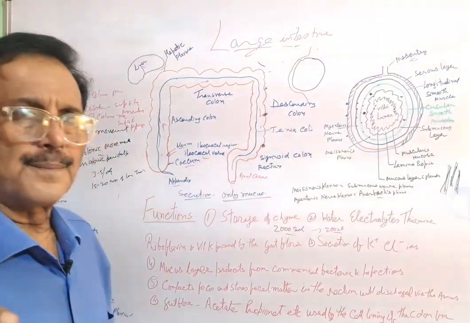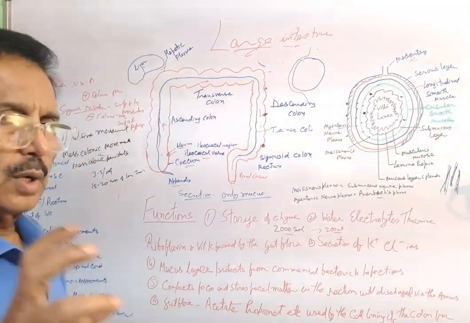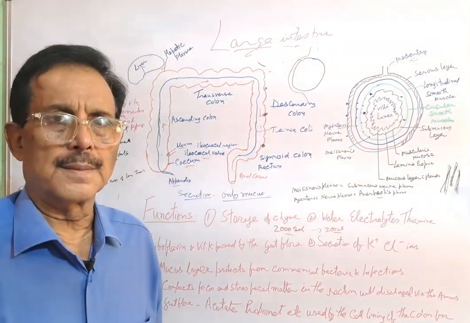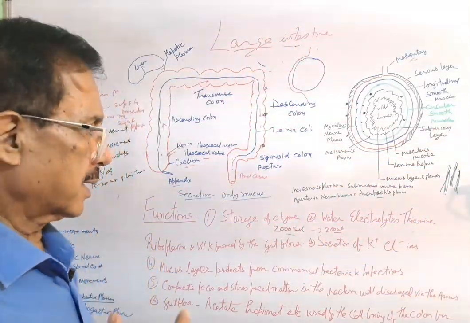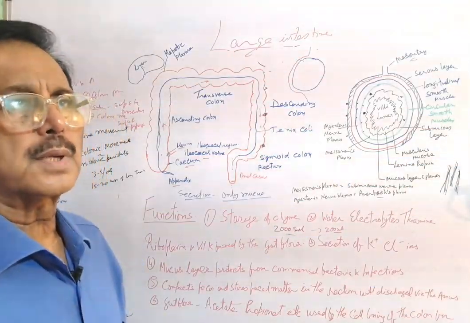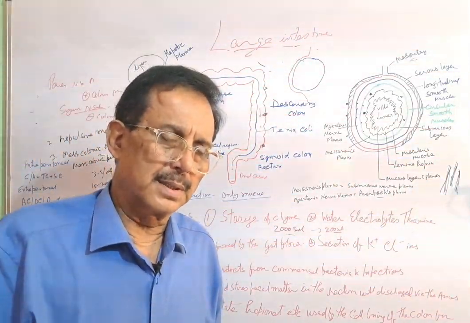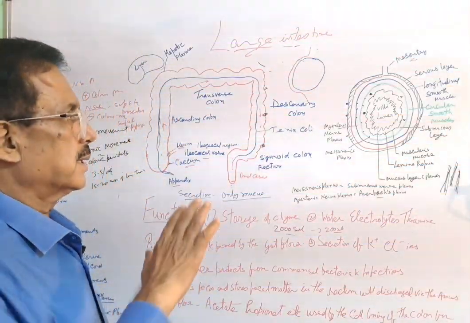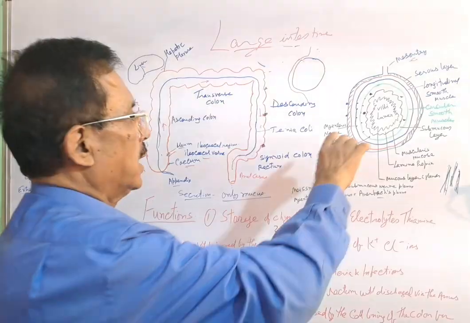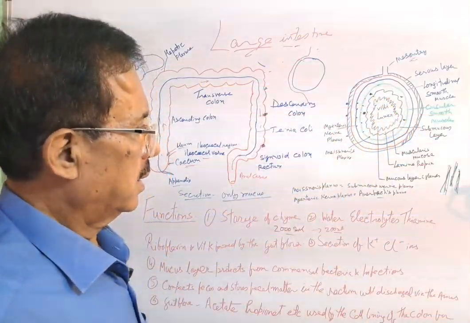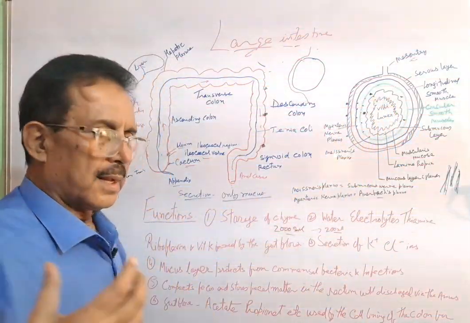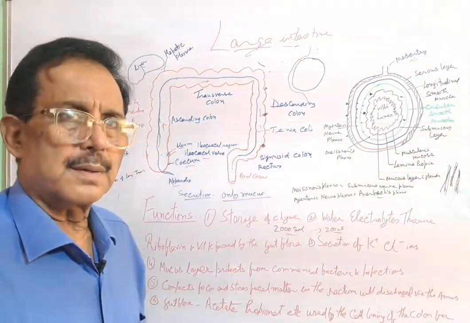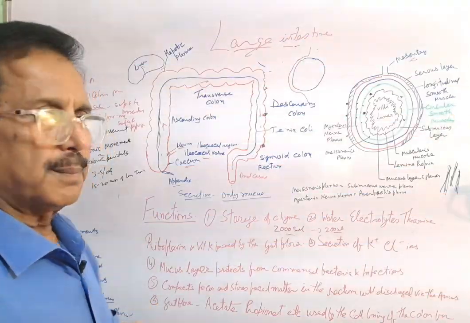Okay, storage of chyme. Then absorption of water, electrolytes and vitamins like thiamine and riboflavin in the large intestine, and vitamin K formed by gut flora is also absorbed in the large intestine. Then secretion of potassium and chloride ions occurs in the large intestine. A large amount of chloride ions is secreted in some diseases, for example, cystic fibrosis. Okay. Then mucus is secreted and present on the mucous layer. This mucus protects the large intestine from infection of any cause or from commensal bacteria.